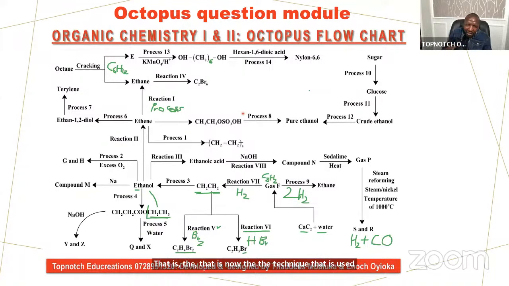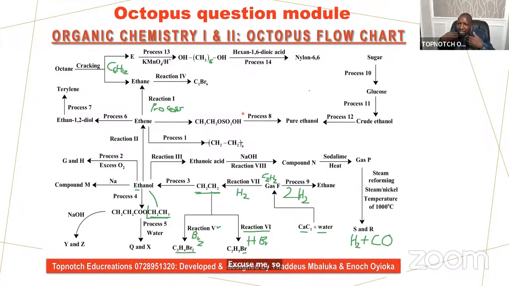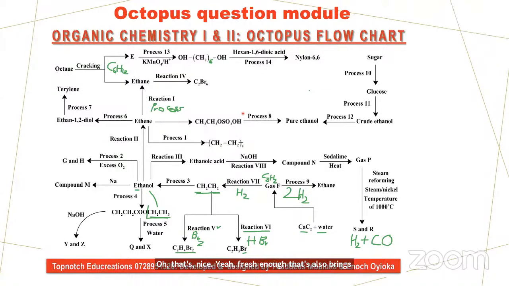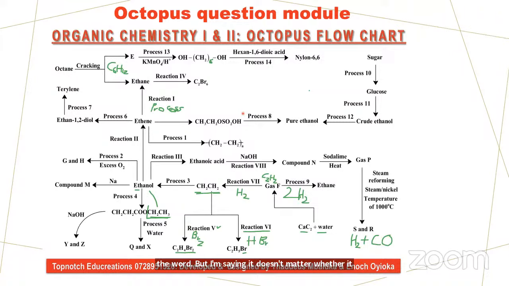Especially the ladies, if you're using a perfume, it smells nice. Air freshener also brings about a nice smell. But they can be used interchangeably. Like a reaction of sodium, that could be an industrial process to manufacture what? I'm saying it doesn't matter whether it is called a process or a reaction.